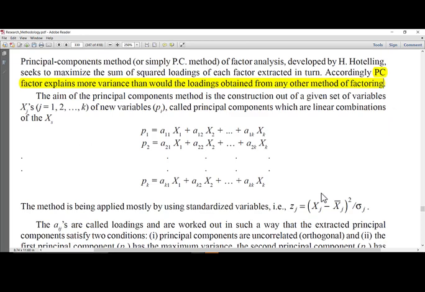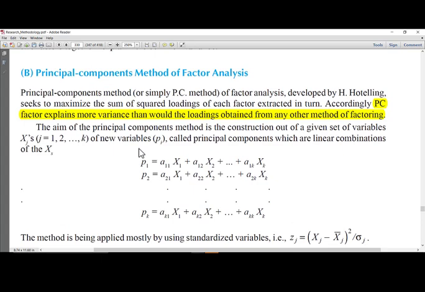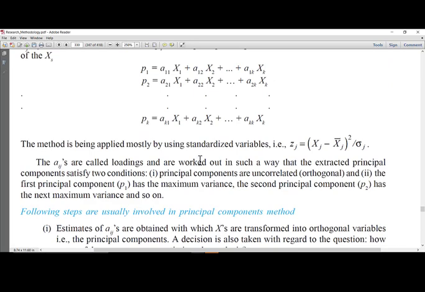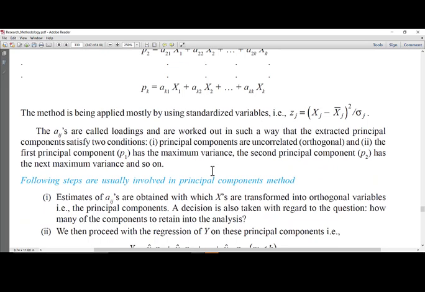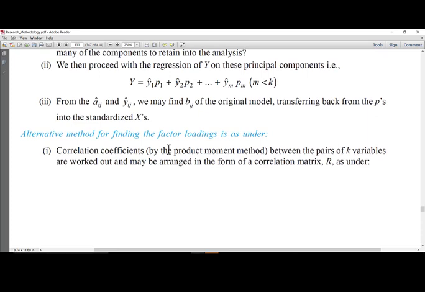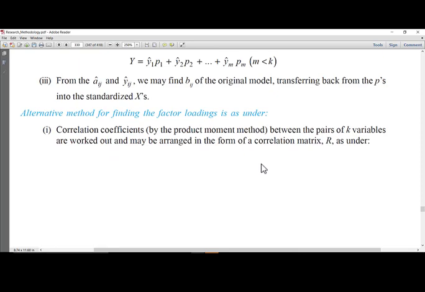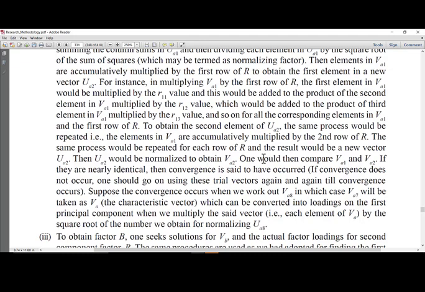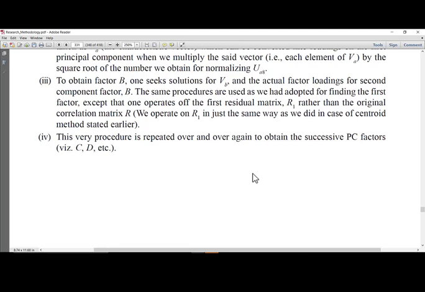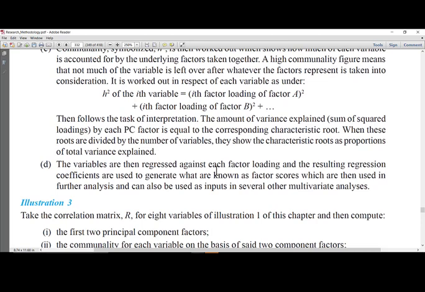Out of all those, this principal components method is considered to give more explanation about the variance. Now these are the steps involved in the principal components method. One alternative method for finding the factor loadings is also given here in this book, and the theory is explained. As I have done in the previous centroid method, here also I will now explain by means of an illustration. Then we can cross-check the steps.